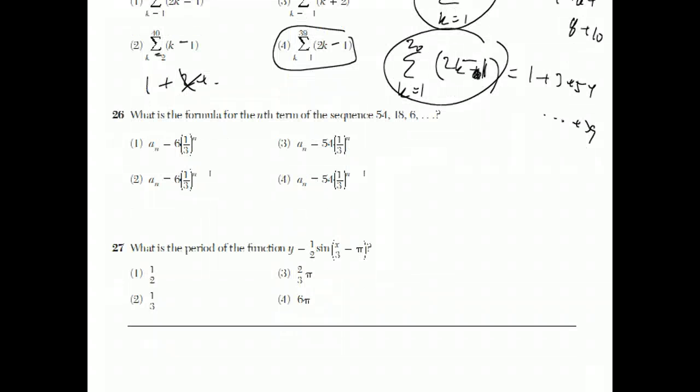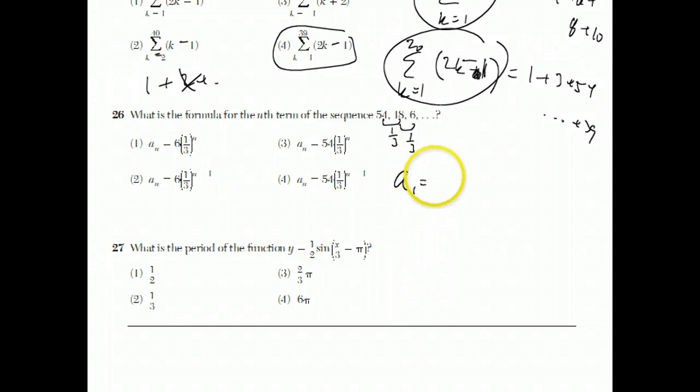26. What's the formula for the nth term of this sequence? 54, 18, 6. Notice how each term is 1/3 of the term before. This is called a geometric series. 54 times a third is 18. 18 divided by 3 is 6, and the pattern would continue that way.